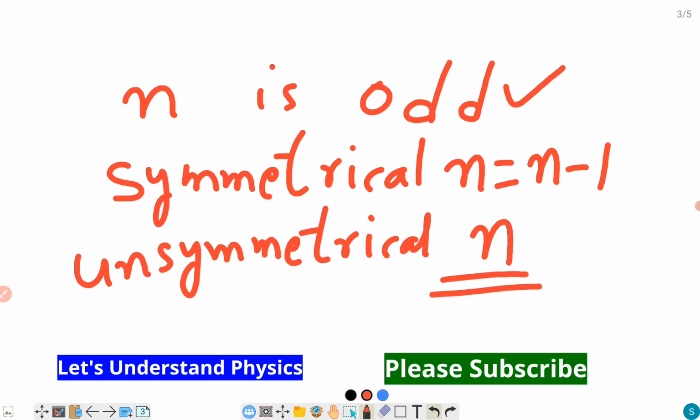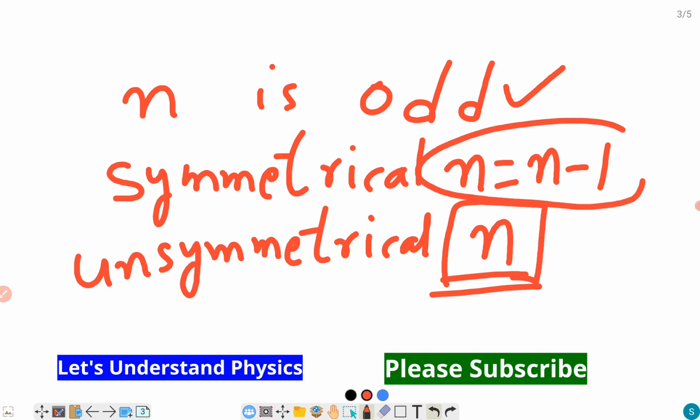I hope everybody understood this. There are these two cases, very important. Other than n is odd and unsymmetrical, rest every case you have formula same, number of images is equal to n minus 1. Let us see this in the simulator and understand.